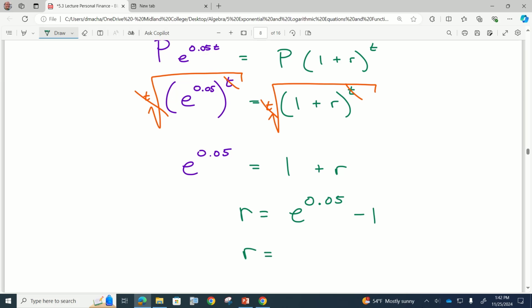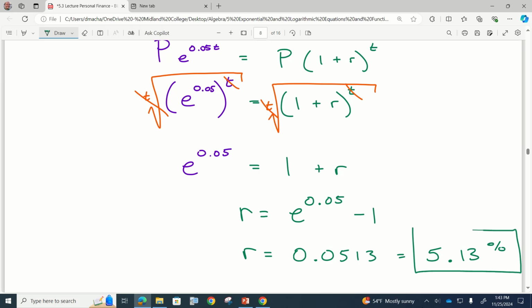So somebody who brought their calculator today, please indulge me and tell me what is e raised to the power 0.05, then minus 1. Yep. And if your answer choices are listed in percents, you might write 5.13%. That means the same thing.